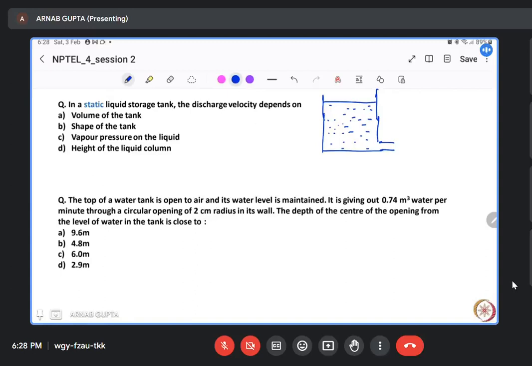So, the discharge velocity. This is a storage tank, and here you have the discharge point, a tap or something. If you open the tap, the liquid will come out. I'm just simply denoting it like this.